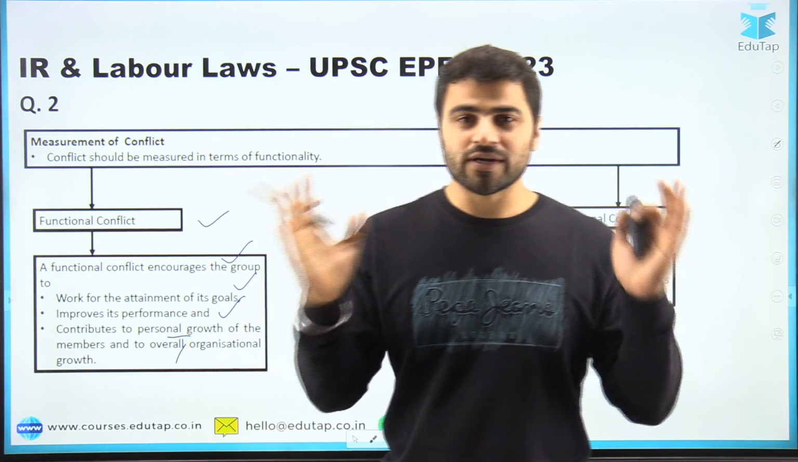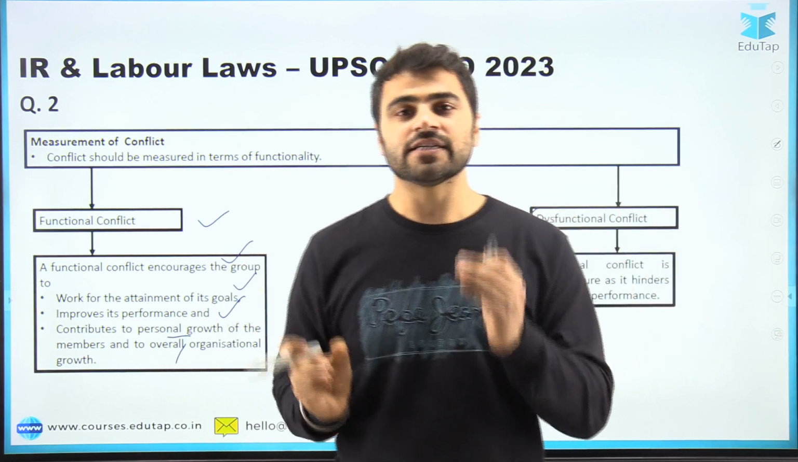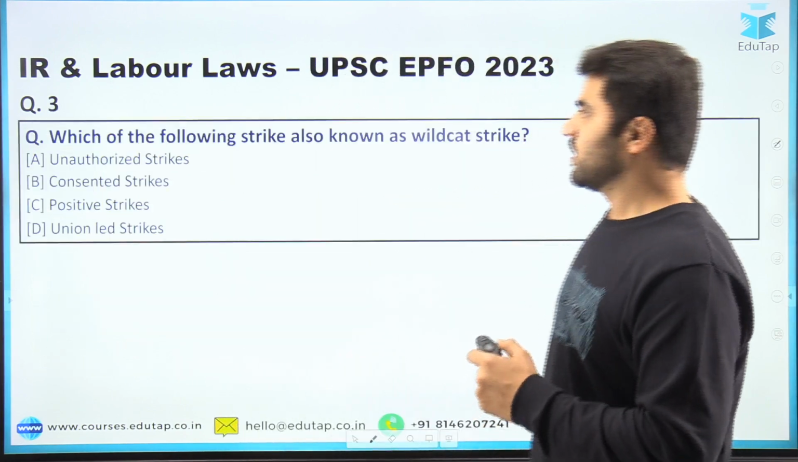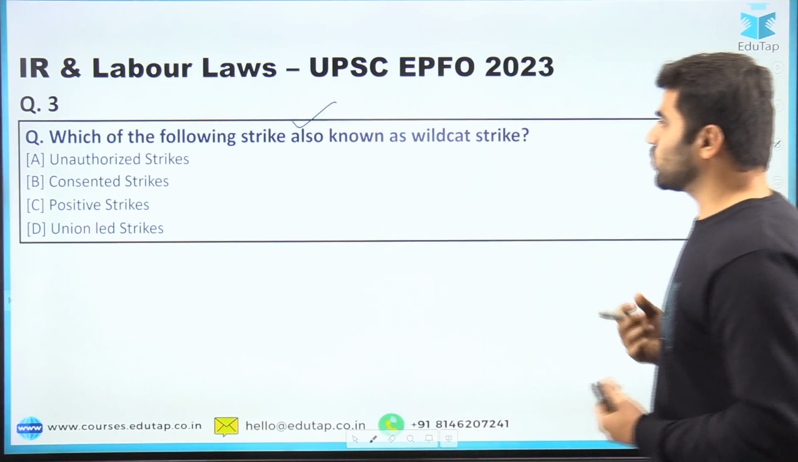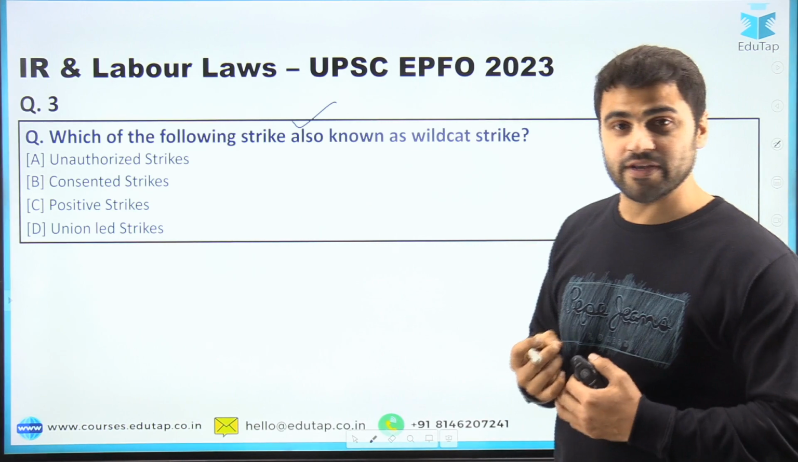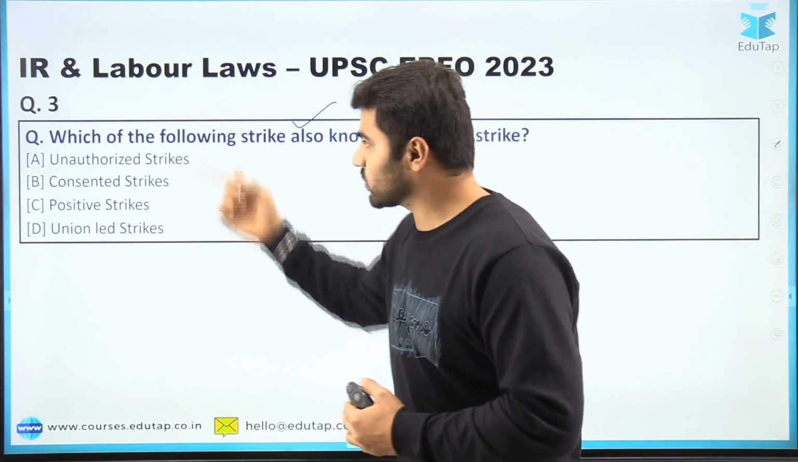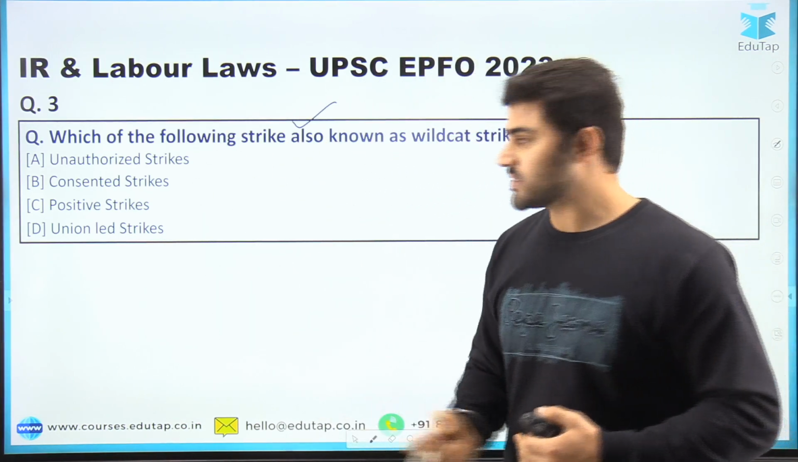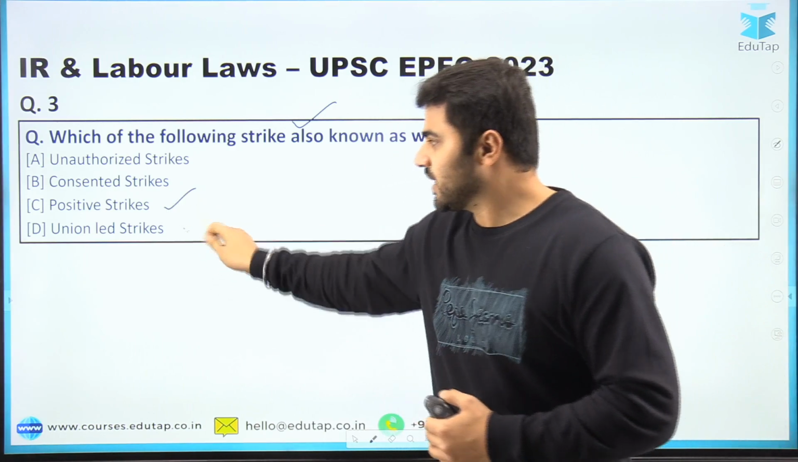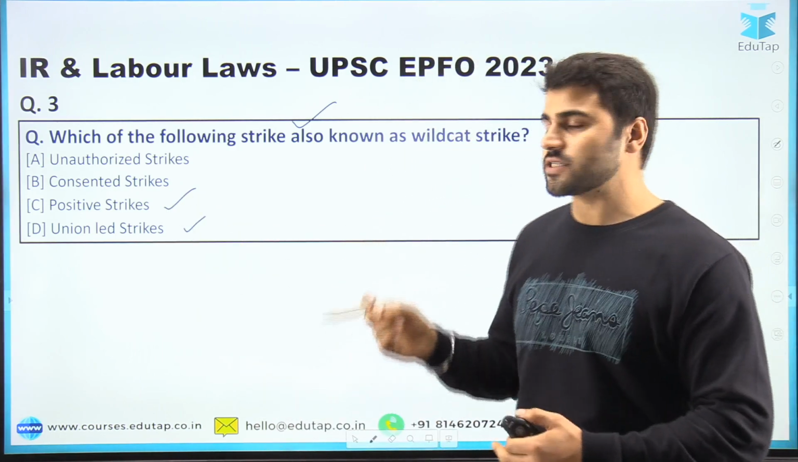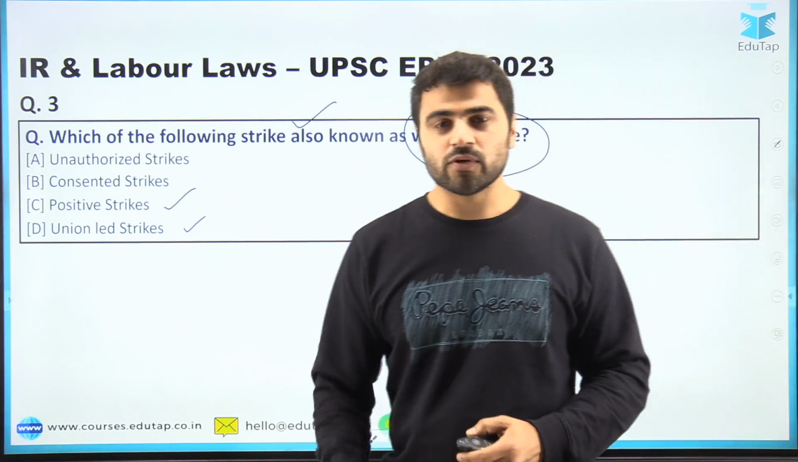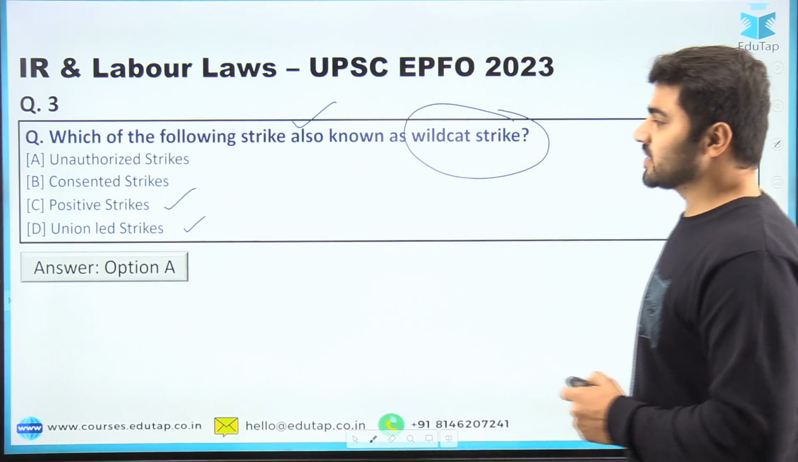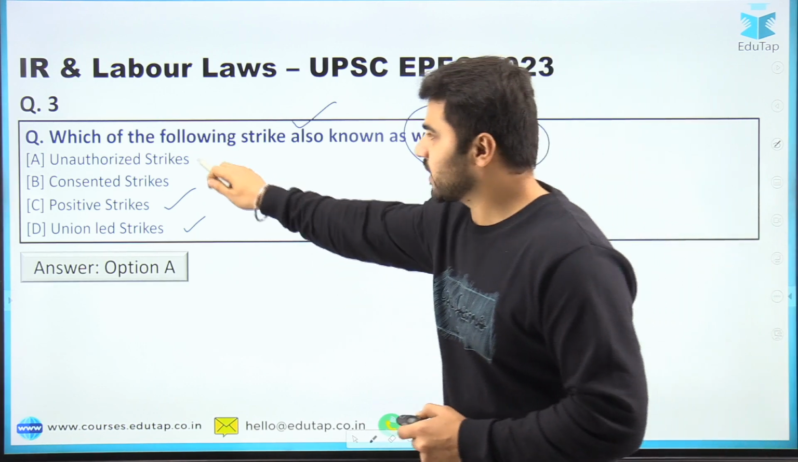Right, so you need to understand the difference between functional and dysfunctional conflict. Question number 3: which of the following strikes is also known as wildcat strike? Very important concept. Your options are unauthorized strikes, consented strikes, positive strikes, or union led strikes. So which of the following strikes are also known as wildcat strike? Do let me know, guys, what is the right answer? So the right answer is option A, that is unauthorized strikes.